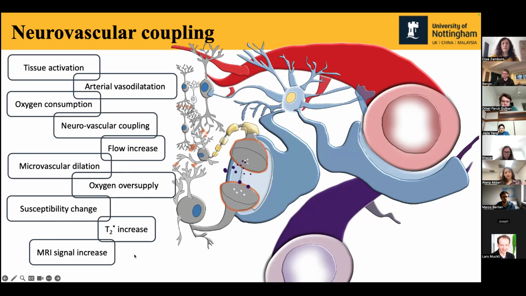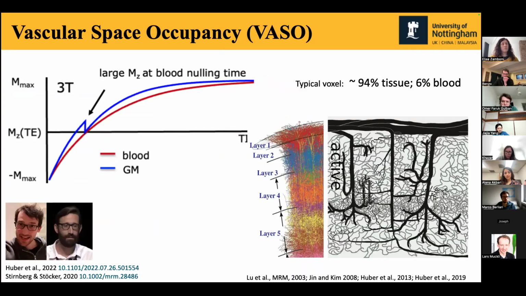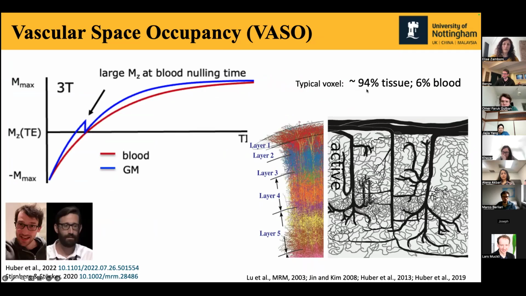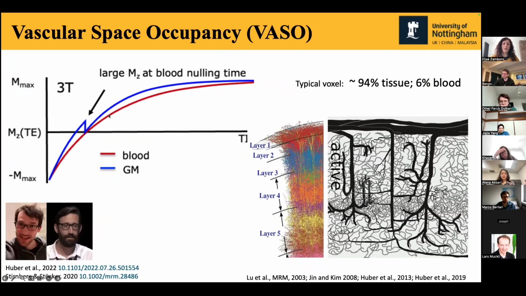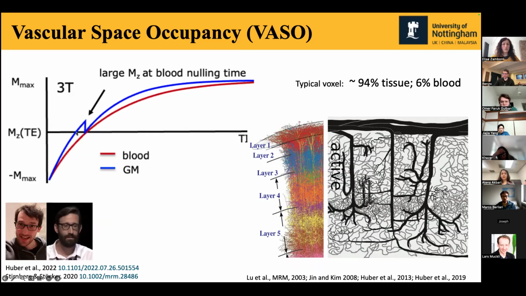So in the second project that we ran at this point, I was then in York. We wanted to find a method that was a bit more specific, and for this reason we decided to use vascular space occupancy. I'm sure that most people here know what we're talking about, but just very quickly: if we assume a typical voxel to be a two-compartment structure, roughly 94% tissue and 6% blood, these two compartments have different T1 relaxation times. So in a VASO acquisition, we provide a first inversion pulse. We then wait for these two compartments to relax back, and if we excite at exactly the point at which the blood signal is nulling out, then what we're measuring is the signal coming just from the tissue.